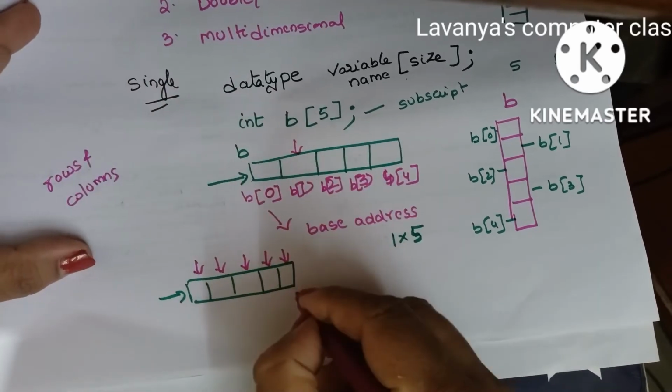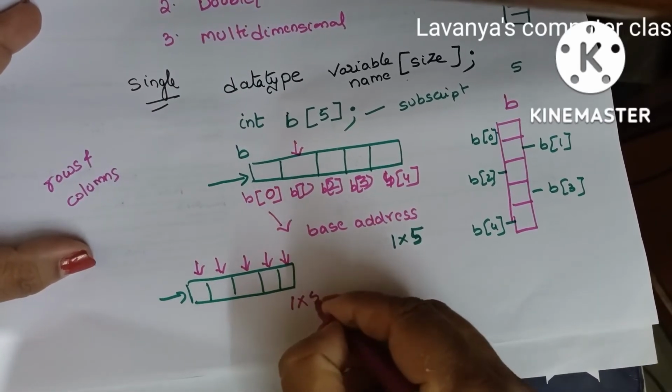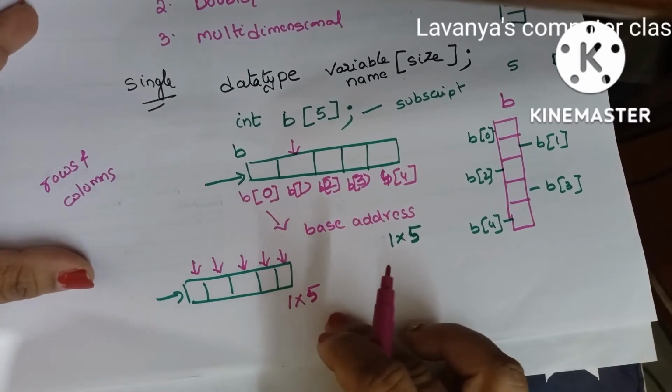So here, how many rows are there? Only one row. How many columns are there? 5 columns. So it is 1 by 5. We call it 1 by 5.